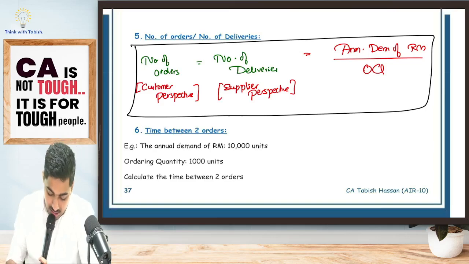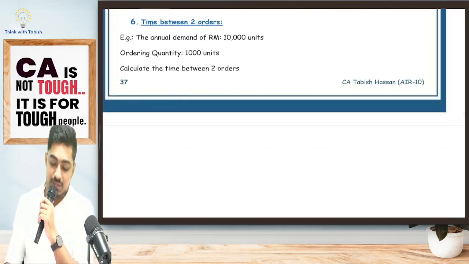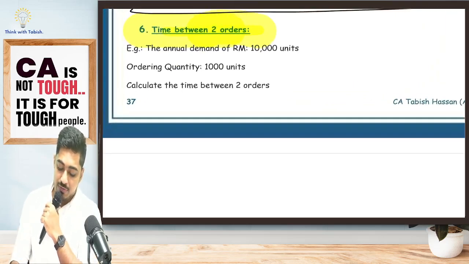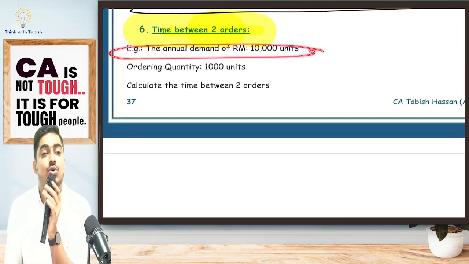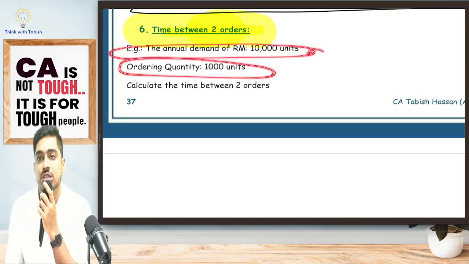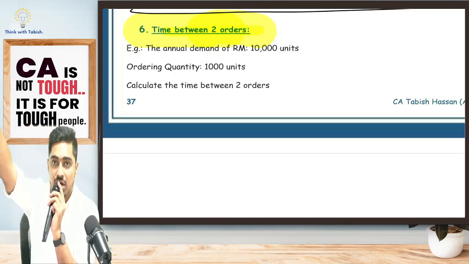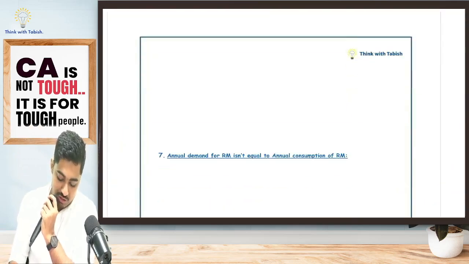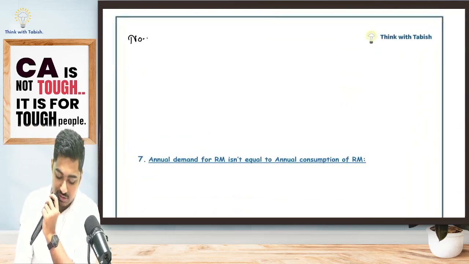Okay, sir. Now comes the next point, which is the time gap between two orders. What is the time gap between two orders? Look at this simple example. Annual demand of raw material is 10,000 units. That means in 1 year, total how much raw material do I want? 10,000. How am I buying it? Ordering 1,000 each. How many times am I buying in a year? 10,000 I want, 1,000 I am buying. That means 10 times I am buying.